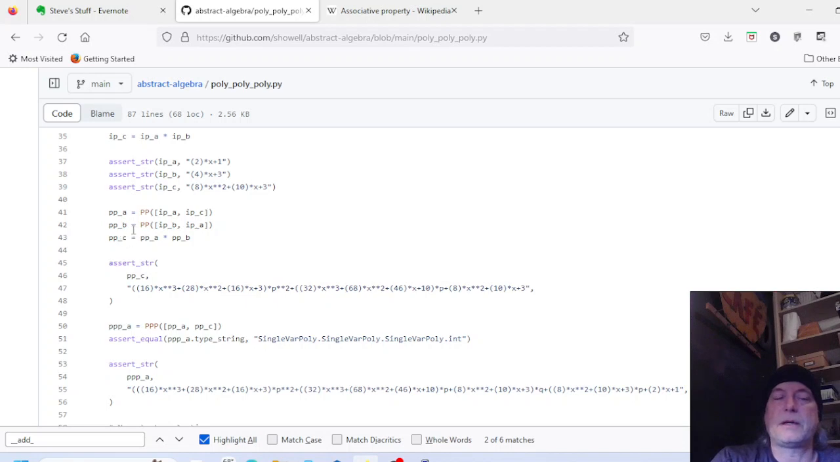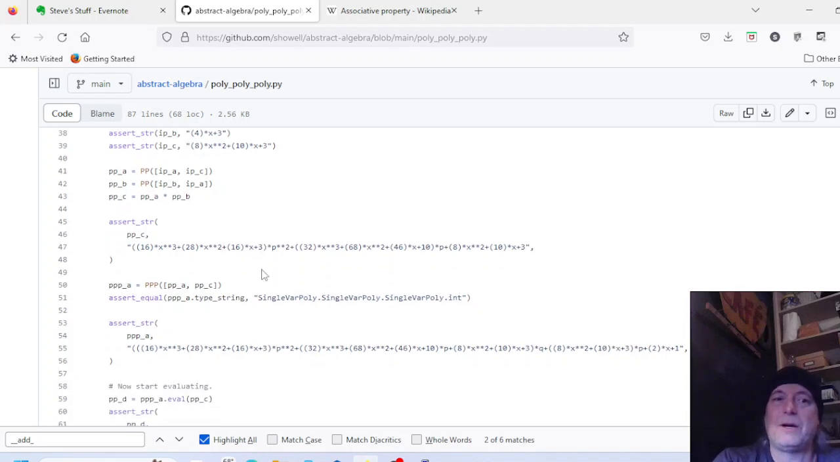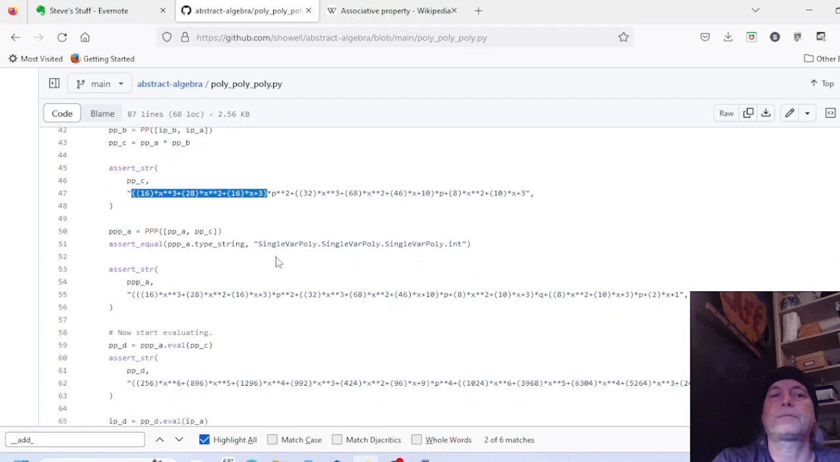And then you can see we do a similar thing for the PPB, which is our second polynomial of polynomials. And then we make this third polynomial of polynomials, which is actually the product of those aforementioned polynomials. And when you look at this polynomial, it's rather complex because the polynomial variable here is p, and then the coefficients of the polynomial are themselves a polynomial expression over x.